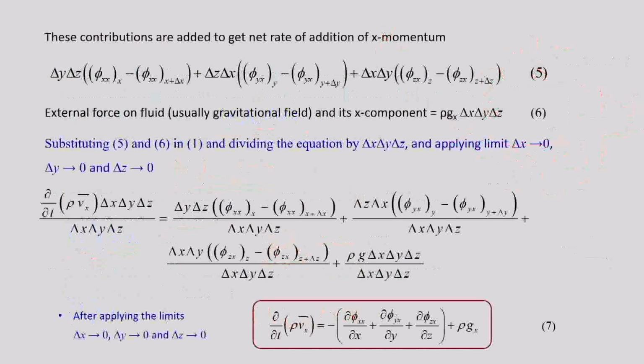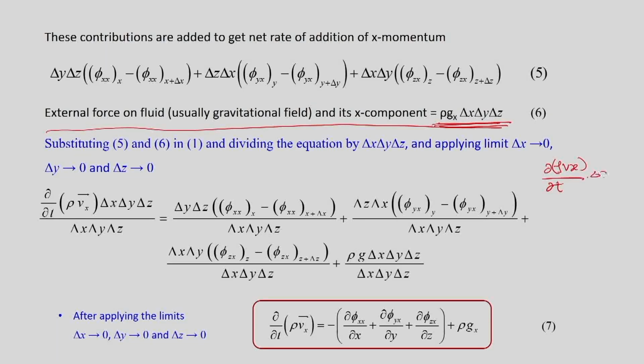So, next is the external force on the fluid. Usually it can be gravitational force, electrical field, and then magnetic field, etc. If some reaction is there, those parts will also come into the picture, but however let us consider only the gravitational part. So, the x component of external force on the fluid due to the gravitational field is rho g x multiplied by delta x, delta y, delta z, as shown here. And then accumulation is nothing but dou rho V x by dou t multiplied by delta x, delta y, delta z, which is the accumulation term.